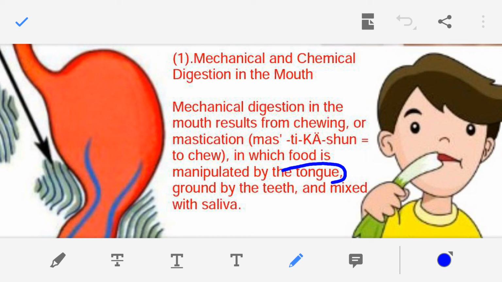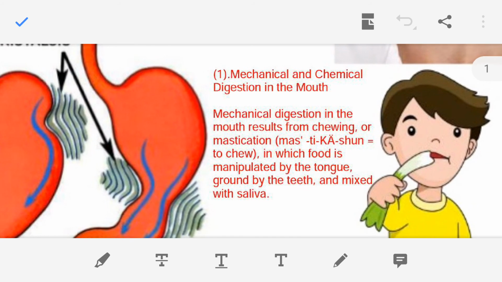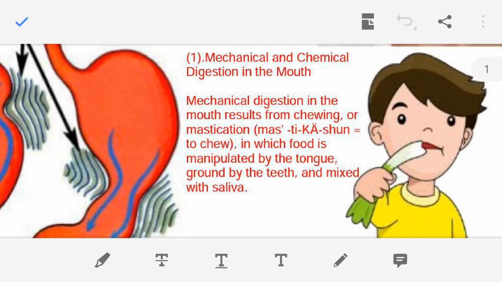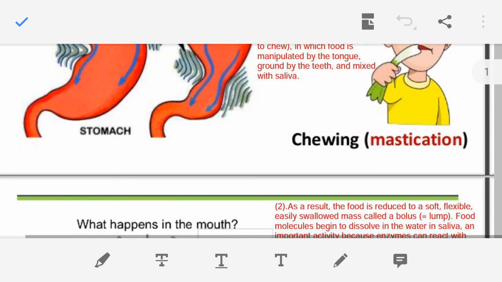By the time we are chewing, our tongue is moving upward, downward, and on the lateral side. The salivary glands are secreting the saliva, so with the chewed food, saliva mixes. So this is the first point of our discussion: in our mouth, after we ingest the food, mastication occurs, and we are also mixing saliva with the food we have ingested.